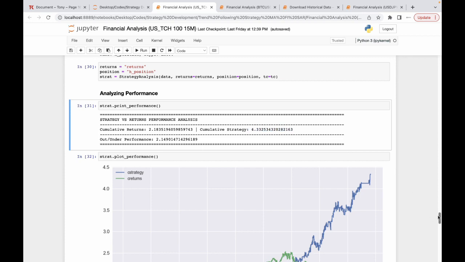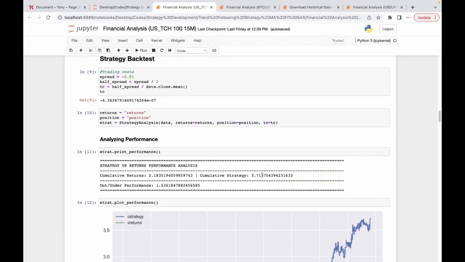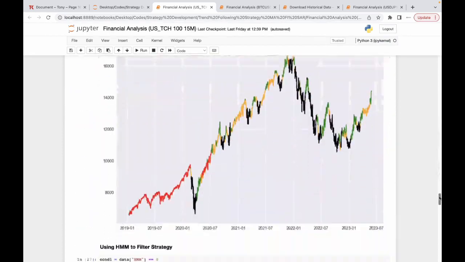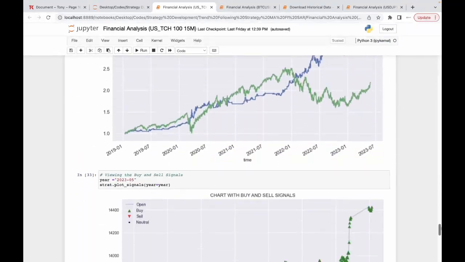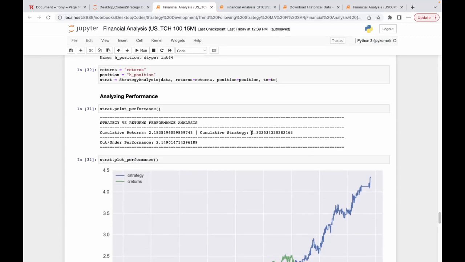Now let's look at this trading strategy versus the default one. Looking at this here, we had a cumulative strategy of 3.71, and you can clearly see that our machine learning strategy has actually helped us to improve our default trading strategy. And you can also see that visually from the chart here.